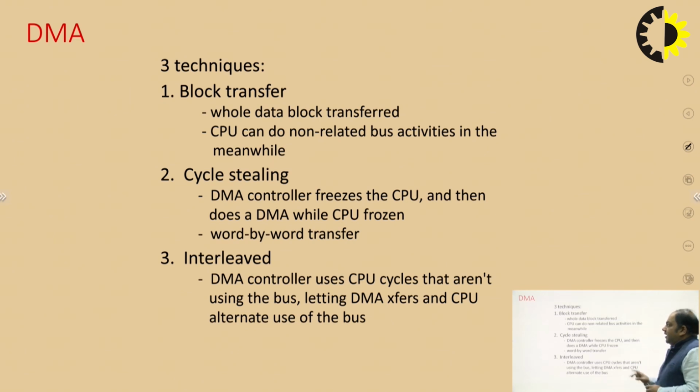How can DMA be done? DMA can be done through three techniques. One is block transfer, in which we transfer a large block of data, the whole block in one go, and the CPU can do non-related bus activities in the meanwhile, meaning the CPU does not need to be busy. In cycle stealing, the DMA controller freezes the CPU and then initiates a word by word transfer. And in interleave, the DMA controller uses the CPU cycles that are not using the bus, letting the DMA and CPU make alternate use of the bus.